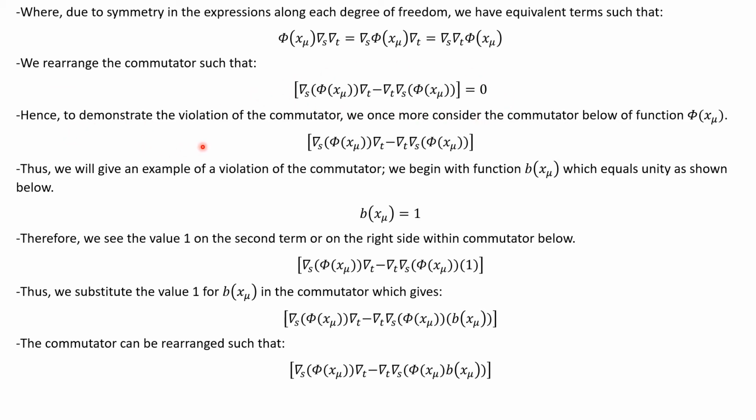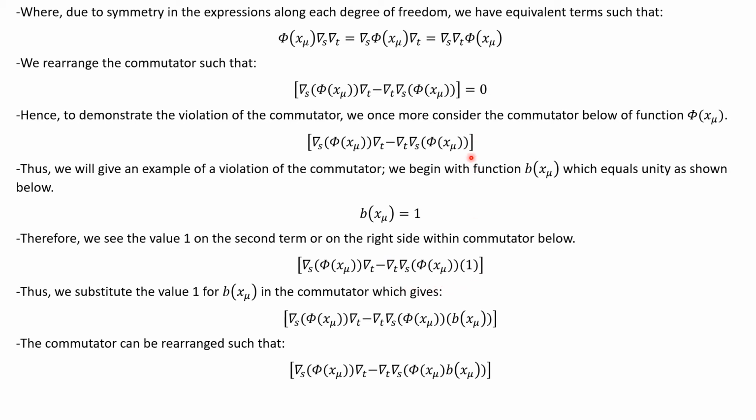Hence, to demonstrate the violation of the commutator, which shows curvature, we once more consider the commutator below, incorporating function phi, the field function. Thus, we will give an example of a violation of the commutator. We begin with the function b of x, which equals unity as shown below, which means it equals 1. Therefore, we see the value 1 on the second term or the right side of the commutator.